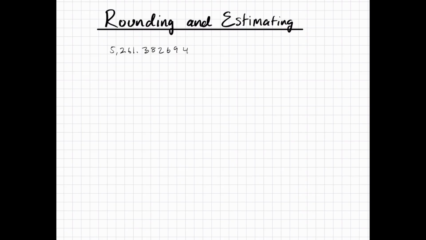5,261.382694. And that's the total price at a supermarket, right? And you come home and your parent asks you, how much did you spend at the supermarket getting ready for this party? Right? And huge party you're throwing, like a wedding or something like that. How much did you spend at the supermarket? And you tell them, I spent $5,261 and 0.382694 cents. They're not going to need all of that information. They want a rough estimate or a rounded value of how much you spent.